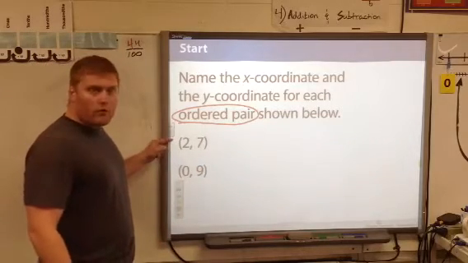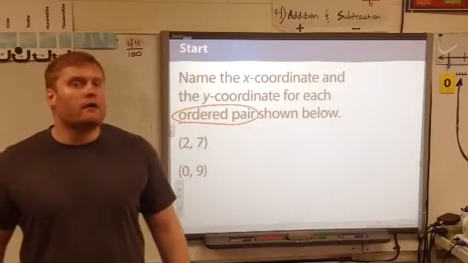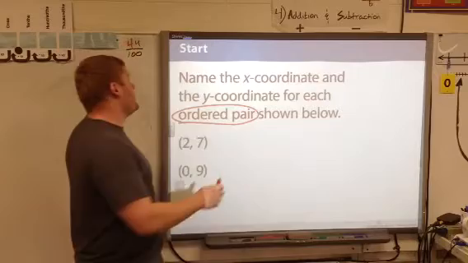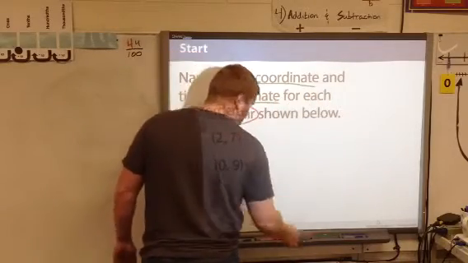This is an example of an ordered pair: 2, 7. That's an ordered pair. 0, 9 is another ordered pair. Now in every ordered pair there is an x-coordinate and a y-coordinate.